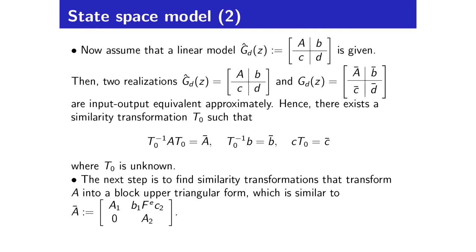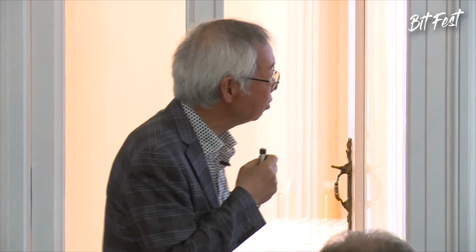And of the two realizations, this is the obtained identification result, and this is the true system. The two are input-output equivalent, approximately. Hence, there exists a similarity transformation T0 satisfying this condition, of course. T0 is not known, of course. So the next step is to find the similarity transformation that transforms A into a block upper triangular form, which is similar to this one. This is the true A matrix.